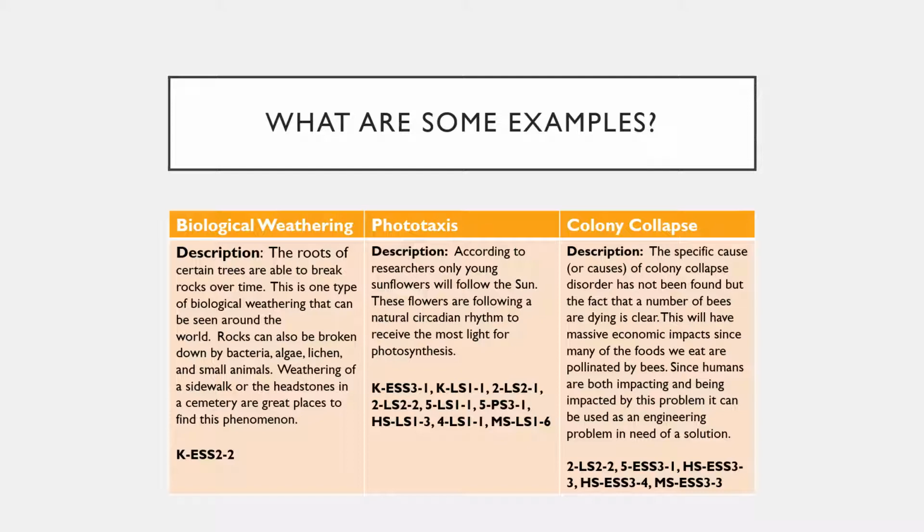I provided you with a link to a number of examples and pulled out three here just to take a look at for our purposes. Biological weathering, phototaxis, and colony collapse syndrome with bees are three points of interest among many that can be used to guide instruction for science. In the example of phototaxis, researchers suggest that only young sunflowers will follow the sun. These flowers are believed to follow a natural rhythm to receive the most light to help with photosynthesis. So this observation generates questions as to why they move and what can be learned from that.